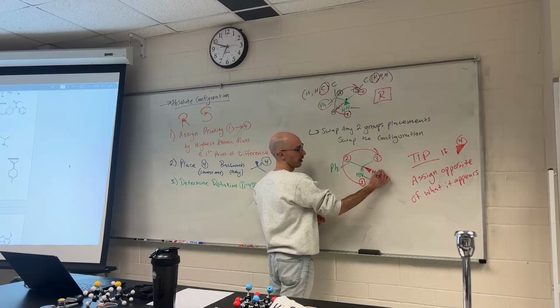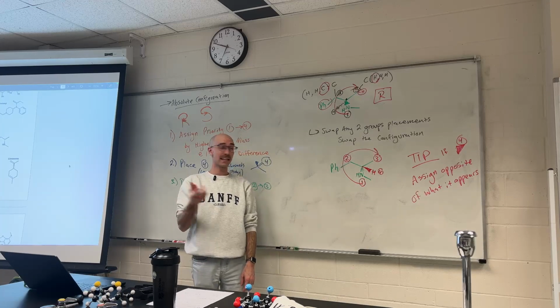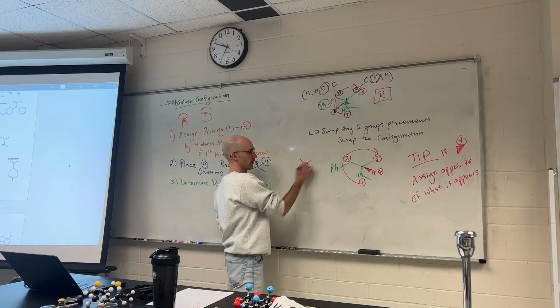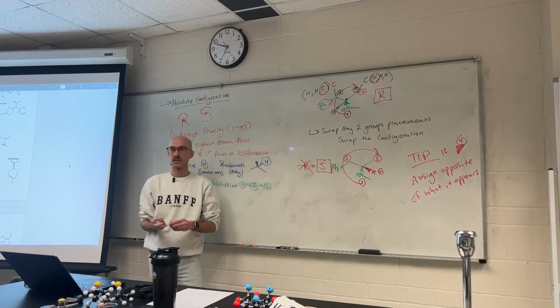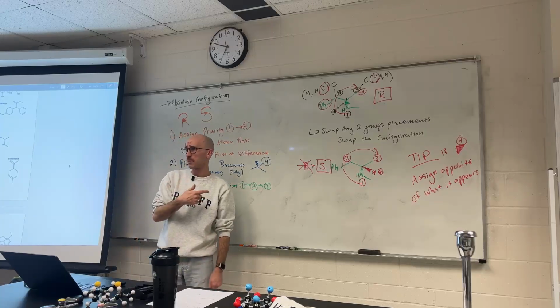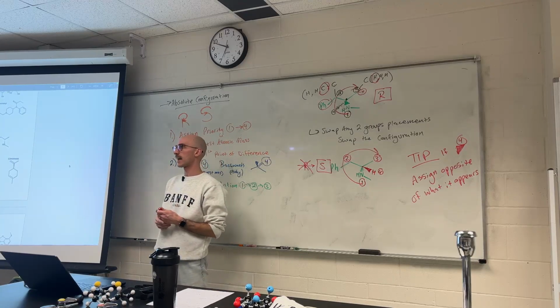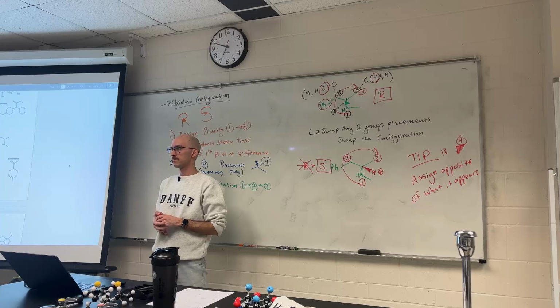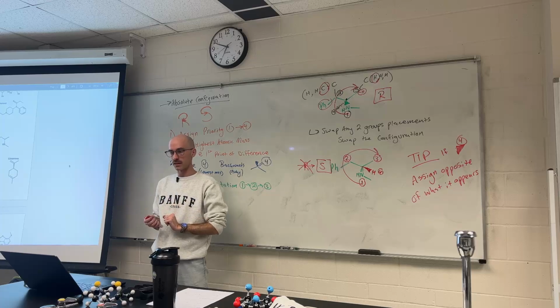So, since priority 4 is coming towards you, it looks like it's R. It's actually S. You're just looking at it backwards. Go behind the board and look at it. Now you're looking at it right. So fun, right? Okay, I had problems for you to exercise there.